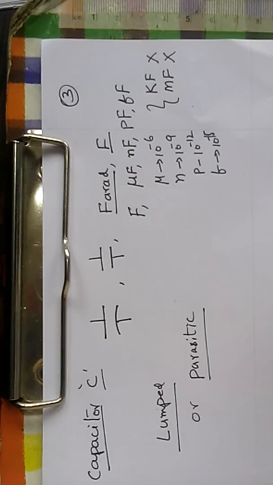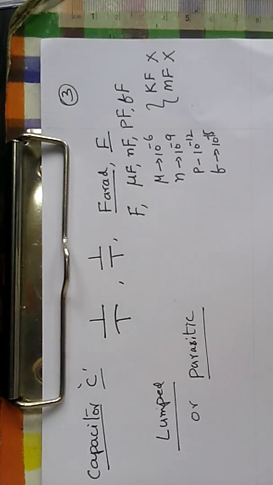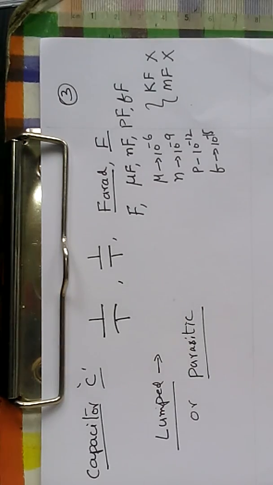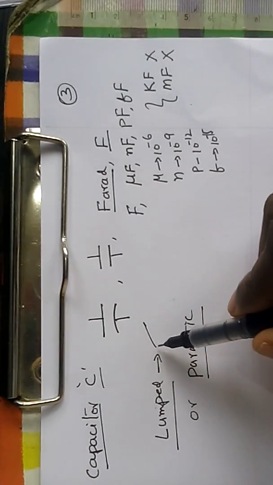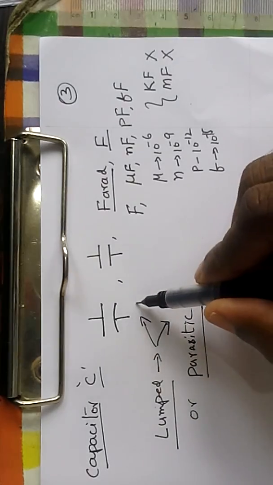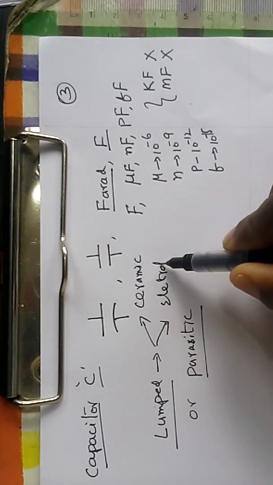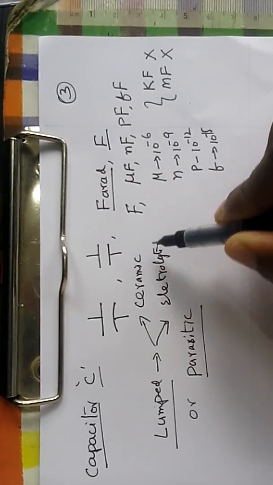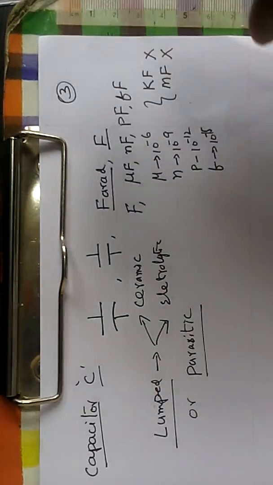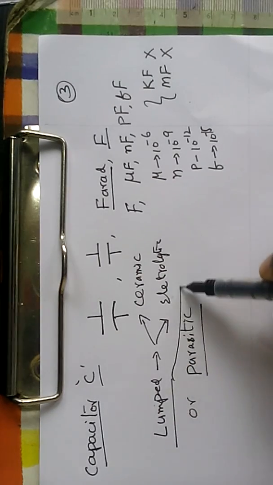If it is lumped, usually for any dimension or any value of the capacitance, the lumped capacitor size remains almost the same. And even in lumped capacitors, we're going to have different categories of capacitors, like the ceramic capacitor and the electrolytic capacitor. These ceramic and electrolytic capacitor sizes almost remain the same across the range of capacitance value. Now that is regarding the lumped capacitors.